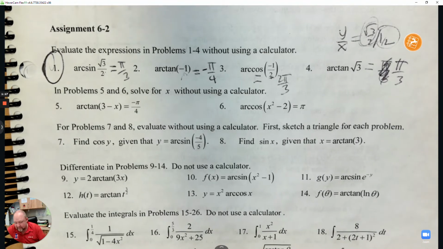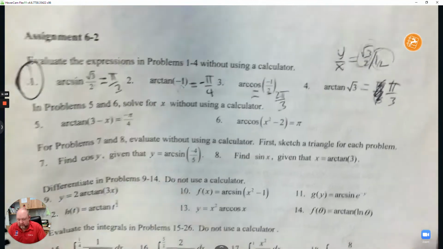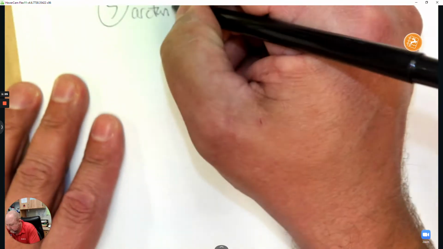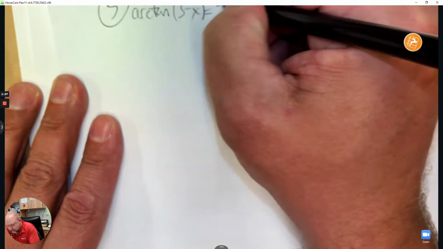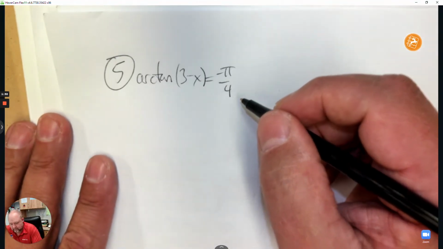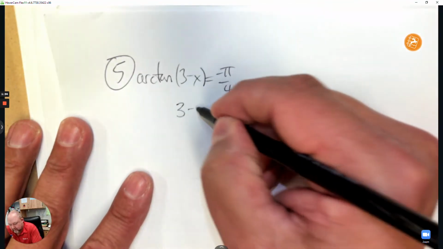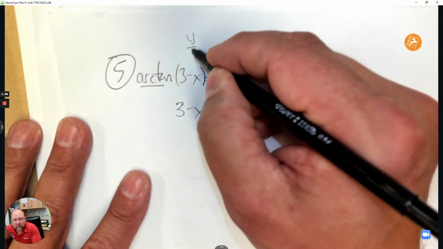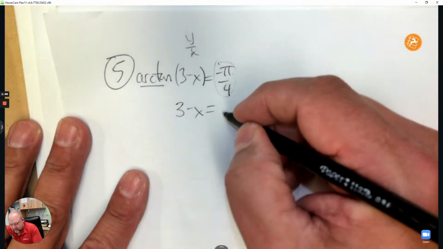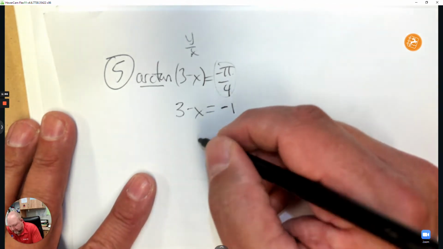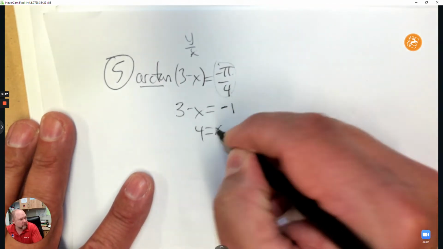For number 5, can you solve an equation? So we need to understand arctangent has this angle at what? So again, we're looking at y over x, and so that answer would be negative 1, and then solve it. So I'd add 1 and add x, and x would equal 4.